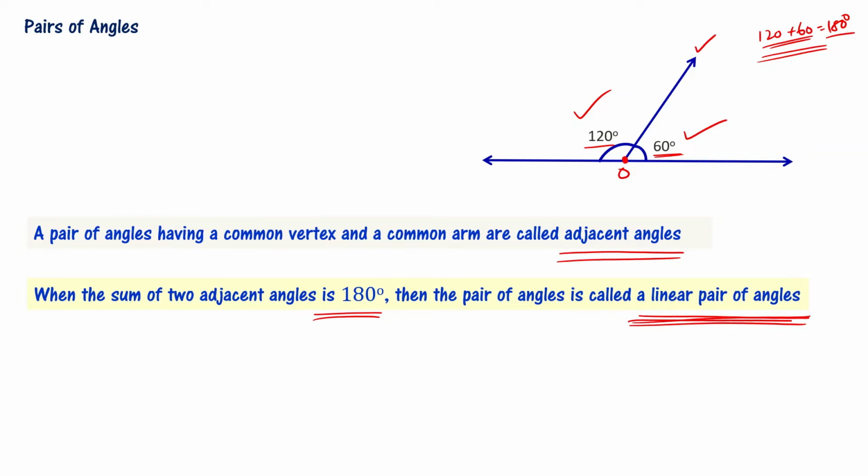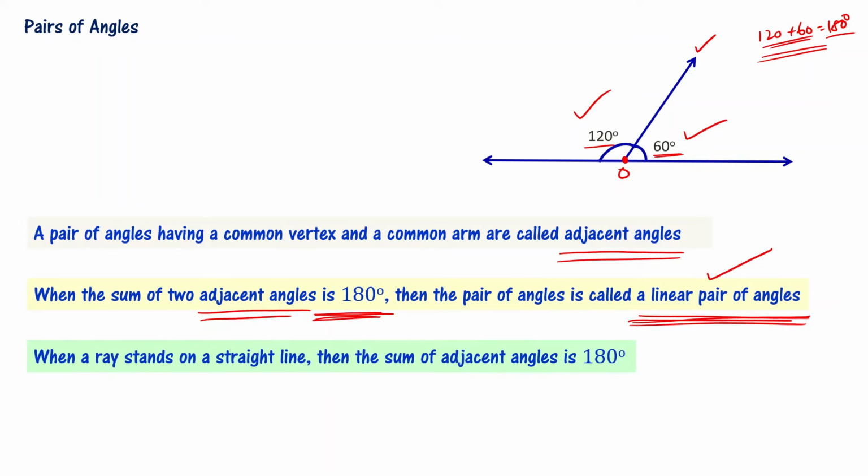Okay, if the sum of the two adjacent angles is 180 degrees, then that pair of angles is called a linear pair of angles. Understood? When a ray stands on a straight line, the sum of the adjacent angles is 180 degrees. Please note this. Here I have a straight line and a ray is standing on it, right? And the sum of these two angles is 180 degrees, right? So when a ray stands on a straight line, the sum of the adjacent angles is 180 degrees.